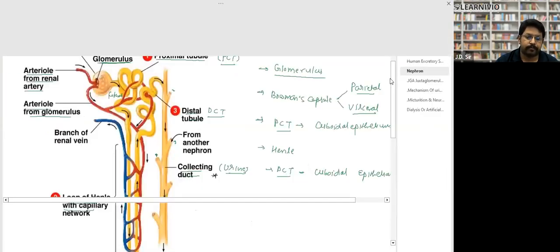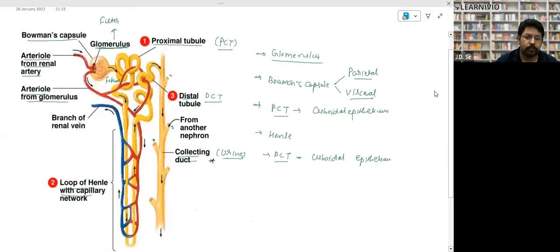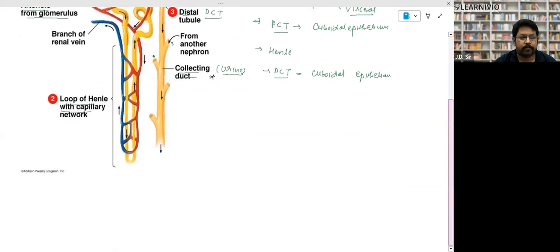Now come to the nephron. This is the structure of the nephron. Now try to understand. This is a single nephron, right? This is a single part.